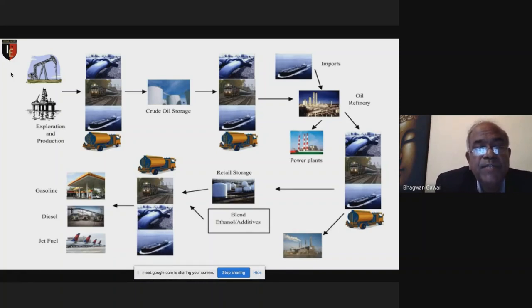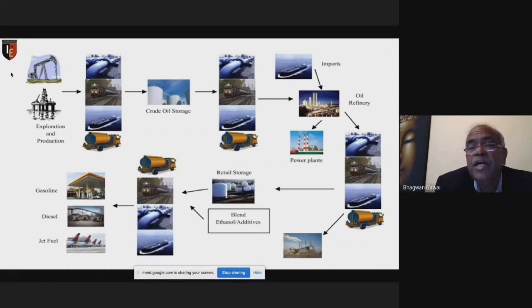These are the different products you get: gasoline, diesel, jet fuel. Gasoline is used for the petrol pump. Diesel is used for the petrol pump as well as by industries. Jet fuel is used for aeroplanes. Then you get ethanol and additives blended, so that also goes to the diesel pool. Then retail, retail storages. So these are the usages of oil from the refinery.